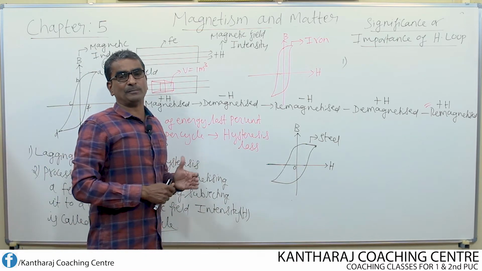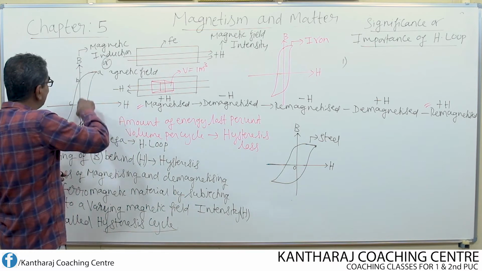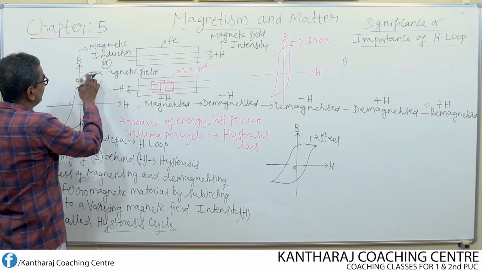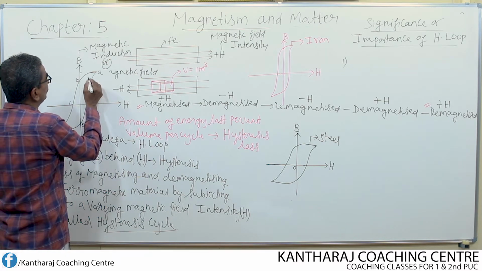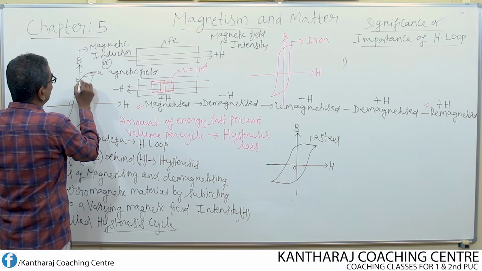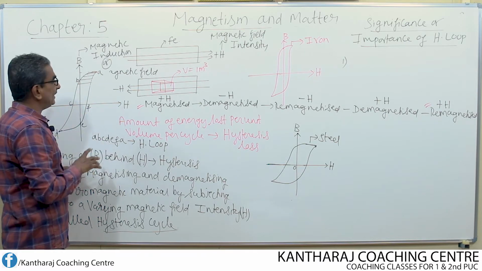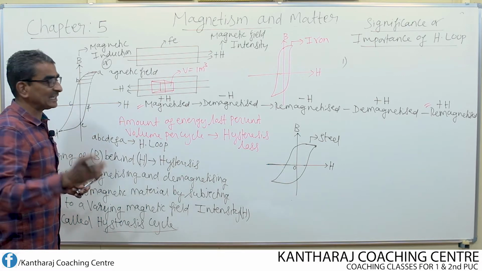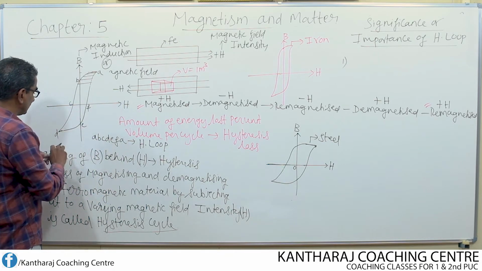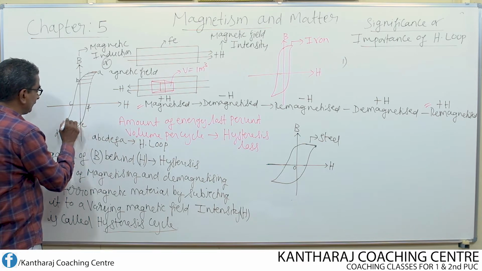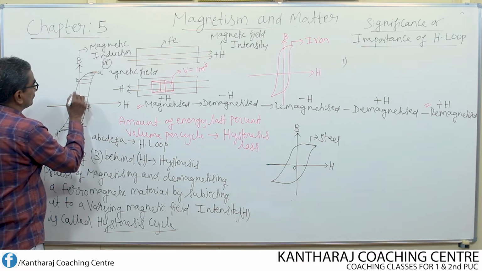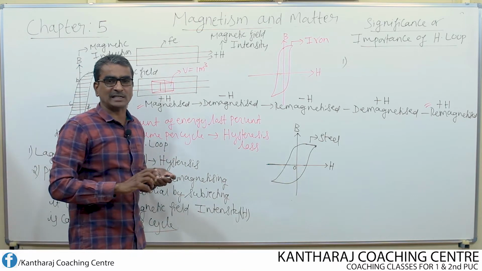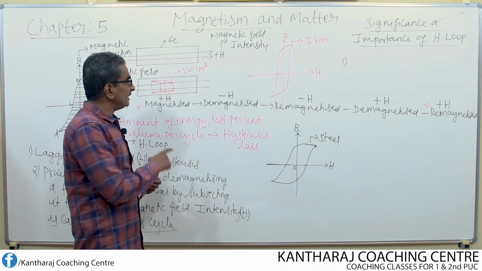Of course, there is no appropriate formula to find the area of this hysteresis loop. So we follow one simple technique. We divide the entire hysteresis loop into small rectangular areas like this. Then we find the area of each rectangle and add the areas of all the rectangles from this end to this end. So divide this into a number of small equal rectangles, find the area of each rectangle and sum it up. That gives the hysteresis loss.